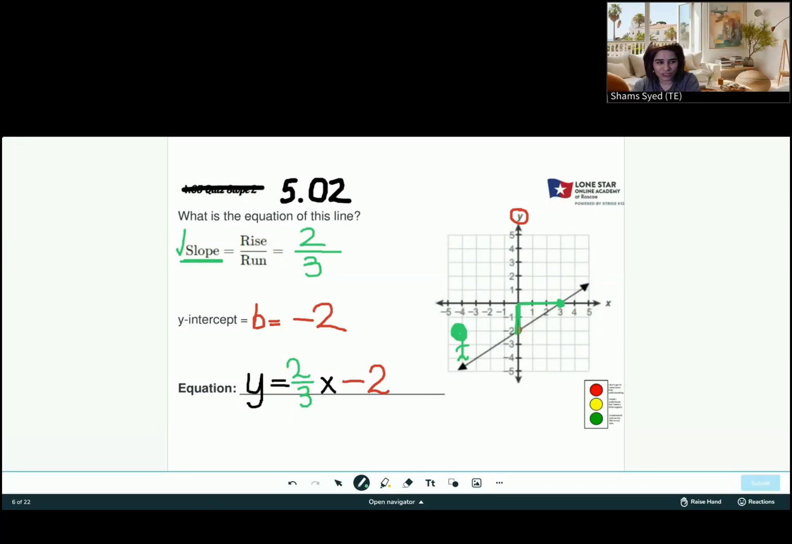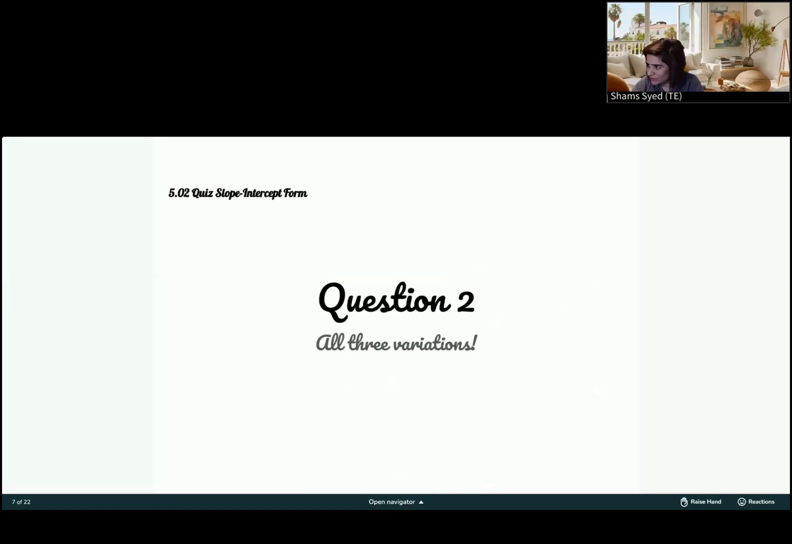Carter, very good following along. The first few questions will still be a little hard, but as we practice more and more, you will notice the questions will seem to be easier and easier. Let's go ahead and move on to question 2. Question 2 is very much like the same questions.